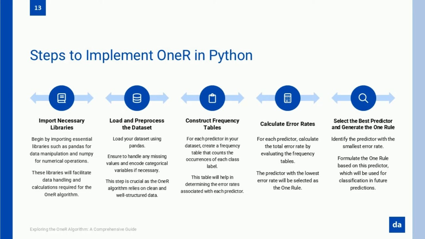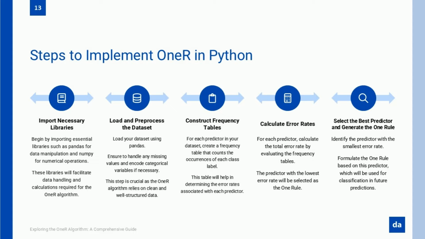Once the best predictor is identified, the next step is to generate the one rule. This rule is formulated by determining the most frequent target class for each category of the predictor. For example, if age is the best predictor and customers under 30 tend to make purchases the most, the rule could be: if age is under 30, then purchase. This rule is then used for classification on new data.